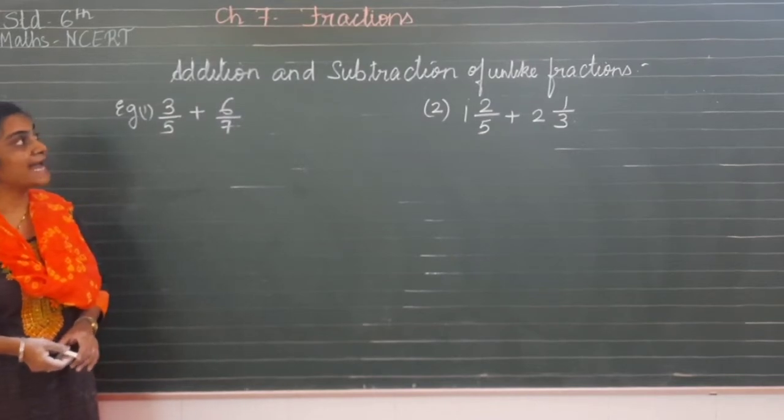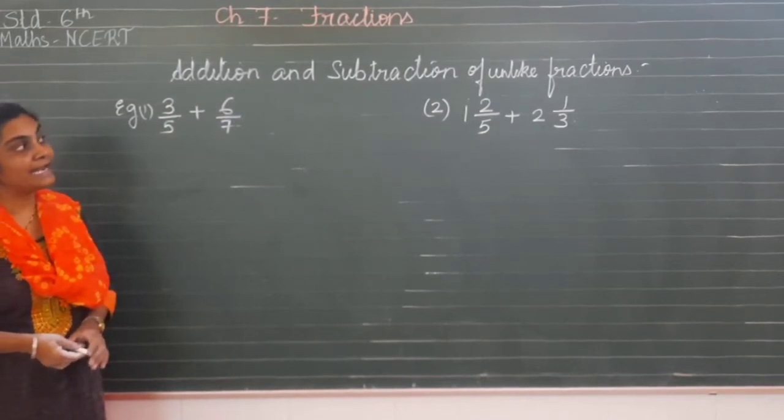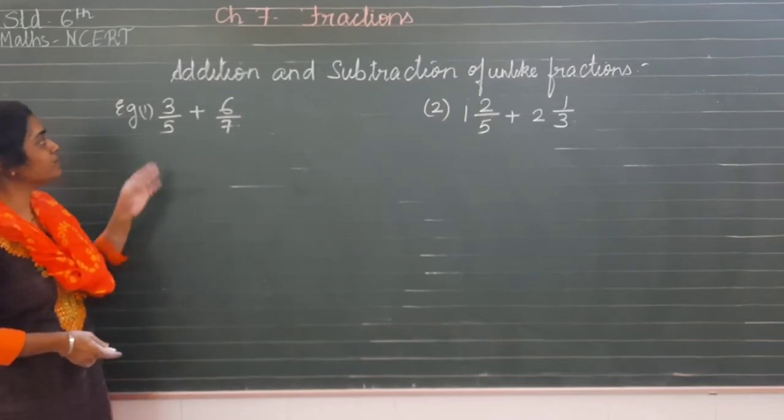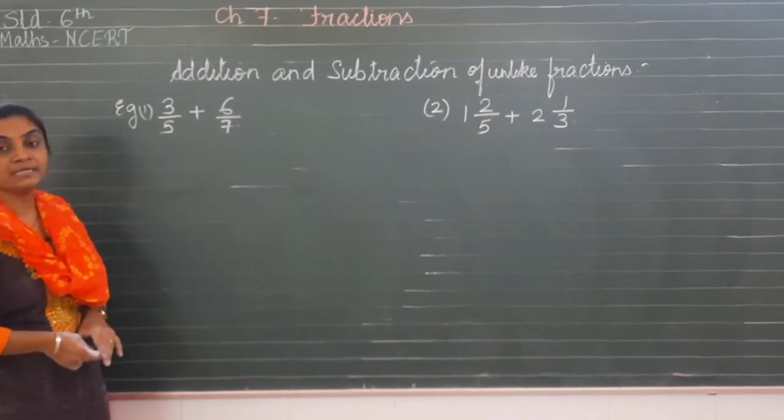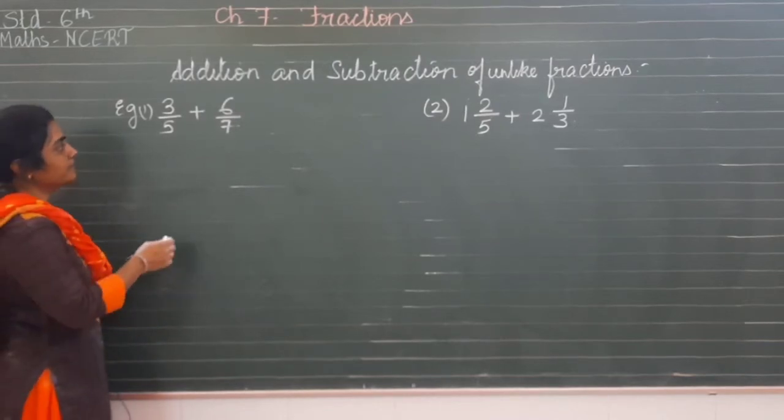Now let us see the addition of the unlike fractions. Now the first example is 3 upon 5 plus 6 upon 7.